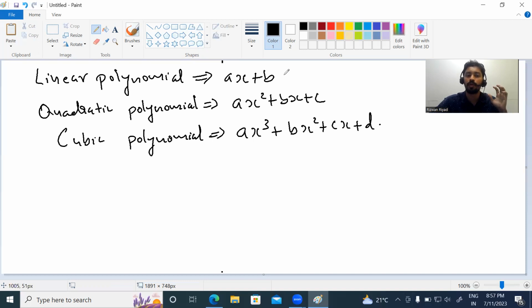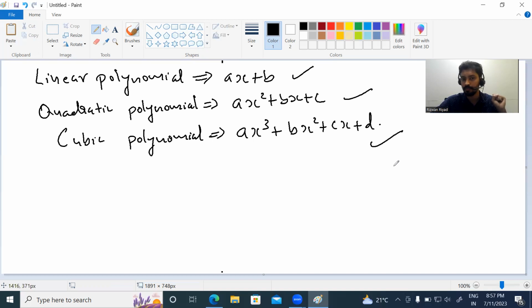The general form of a linear polynomial is ax plus b. The general form of a quadratic polynomial is ax square plus bx plus c, and the general form of a cubic polynomial is ax cube plus bx square plus cx plus d. This is the general form.